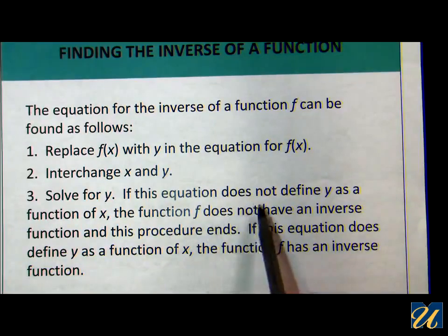If that equation defines y as a single value, in other words, each x has one and only one y, then that resulting function will be the inverse. If by chance it does not and it's double valued, then the inverse will not be a function. This is best shown by an example. Let's move on to example 2.